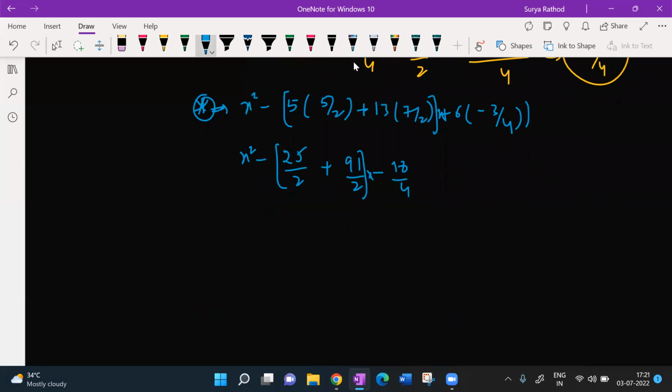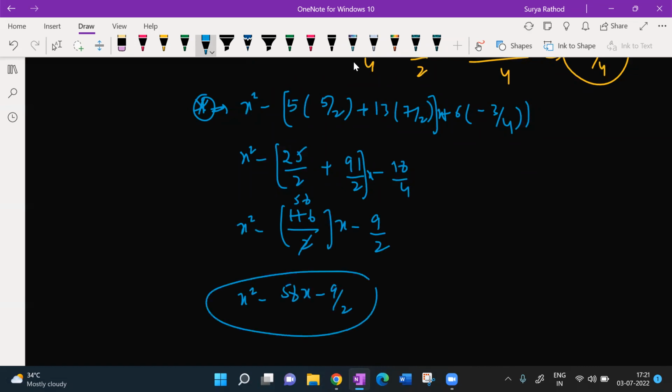So x square minus how much, beta? 91 plus 25, how much? 91 plus 25 is 116. By 2 into x minus how much here? 9 by 2. So x square minus 58x, beta, minus 9 by 2. This is your quadratic polynomial.